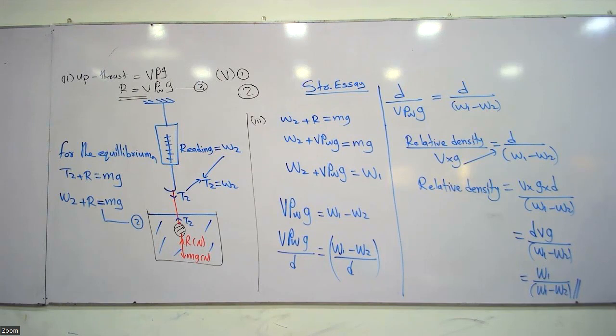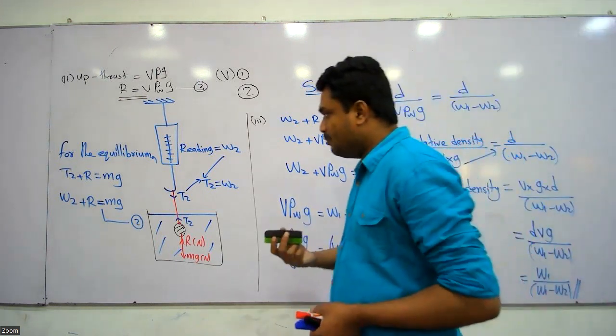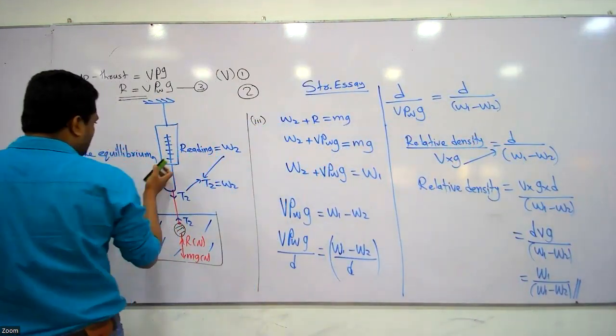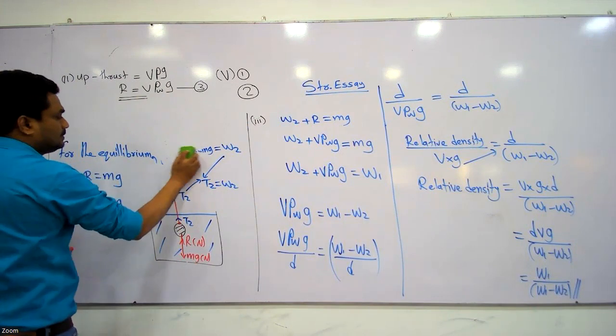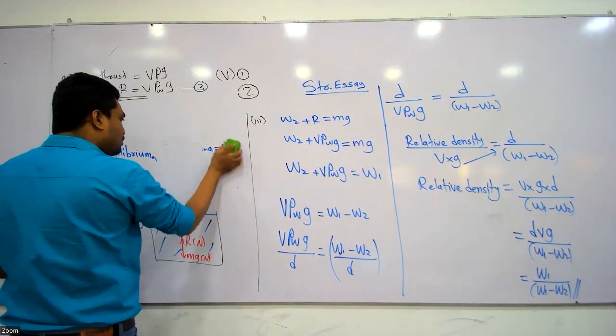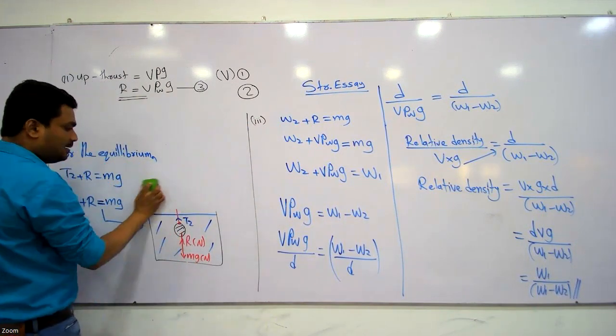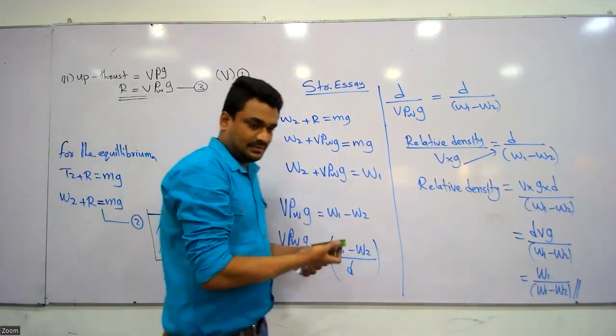Therefore, there will be a considerable difference between W1 and W2. Mass is large, volume is also large, then the upthrust will also be large. That's it.